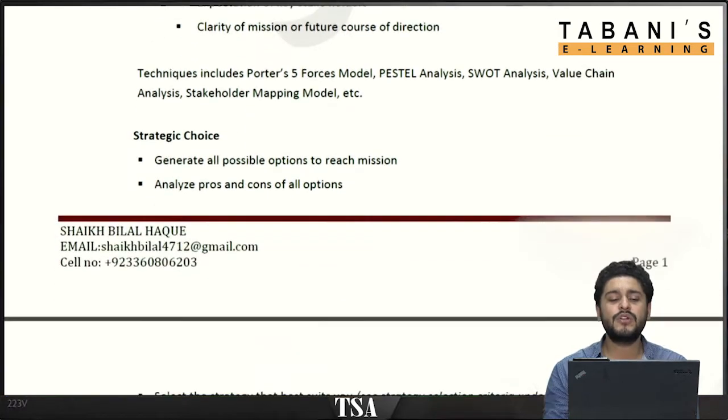So let's move forward. What do you mean by strategic choices? The basic meaning of strategic choices is to generate all possible options to reach the mission. For example, if you are studying SBL through the recorded lectures of Mr. Sheikh Bilal Haq, there are many other possible options to reach your desired outcome. Maybe you could go into physical classes and study there with the teachers, with face-to-face interaction, but there are other options. For example, you may go for the recorded lectures as we are doing in the current scenario, and analyze the pros and cons of all options.